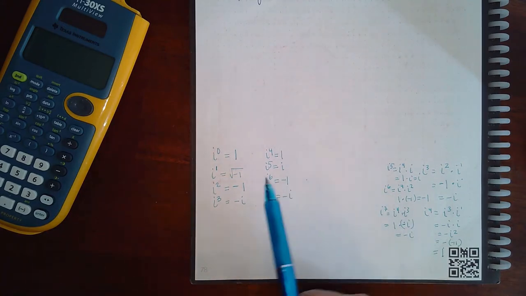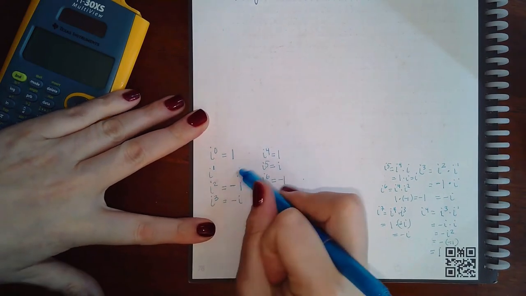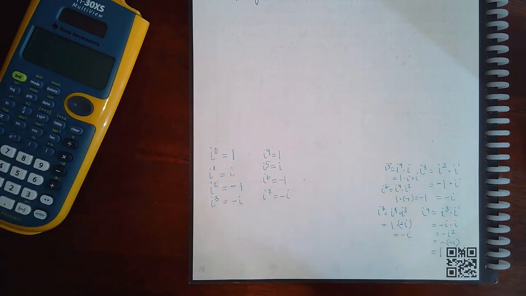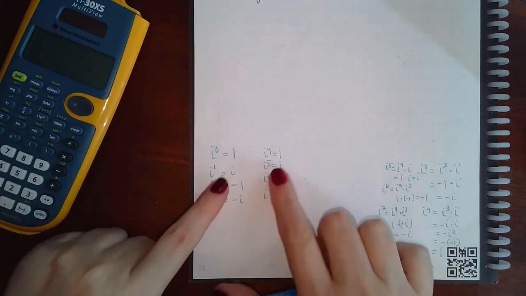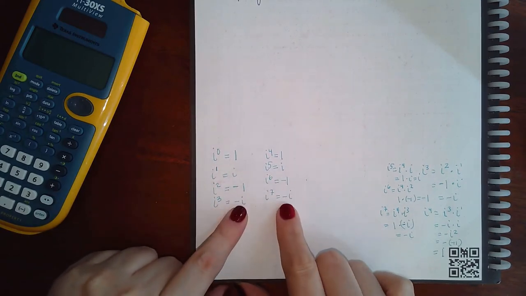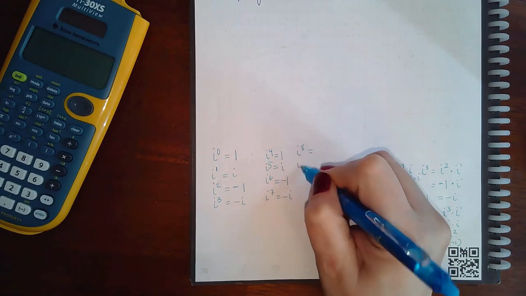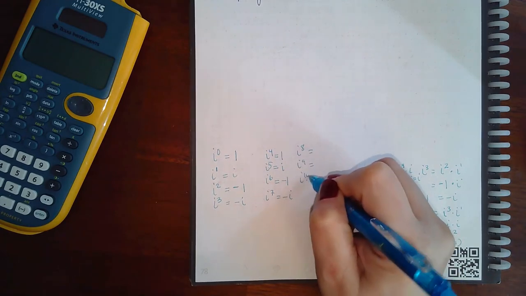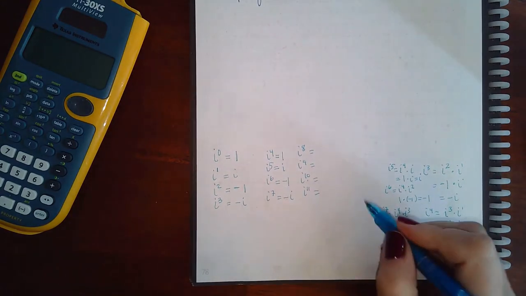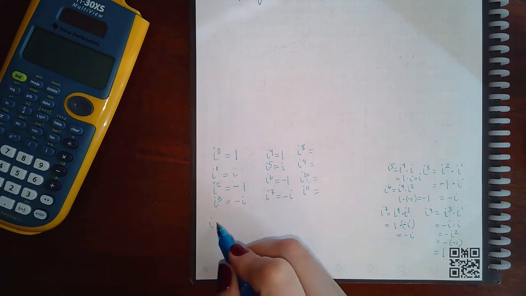So then, if you notice, this is going to repeat. So if I take this away, i to the 1 is just i. Notice that it repeats: 1, i, negative 1, negative i. And if I kept going with i to the 8th, i to the 9th, i to the 10th, i to the 11th, you'll notice that the same thing happens, right? And we'll just do it to verify, but eventually you'll believe me.